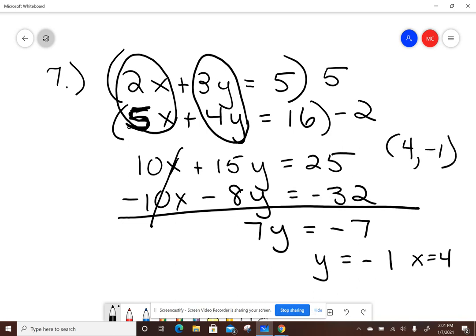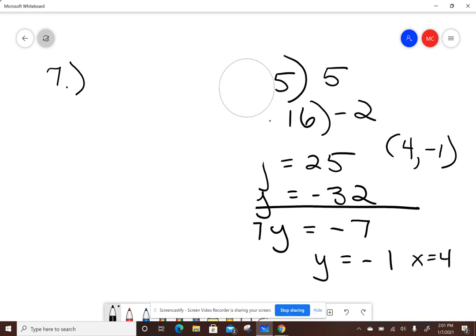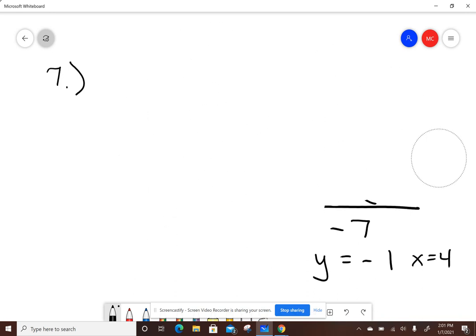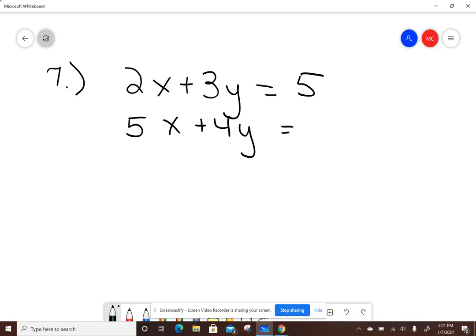But what I want you all to do now is you're going to take the same problem, and I want you to try to do it over. But this time, I want you to try to eliminate the y's. So I want you to think about what would be a common multiple of 3 and 4, and how would you multiply each equation to end up having the y's have the same coefficient, opposite sign. So stop the video, try to do it, and turn it on when you're done.